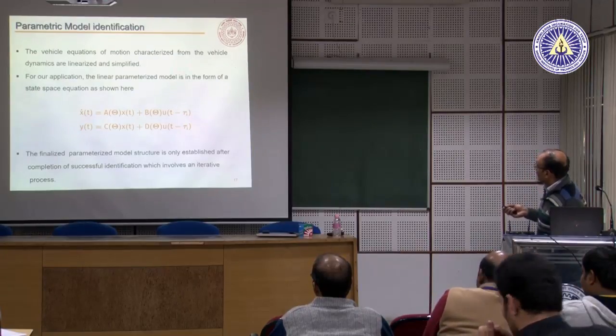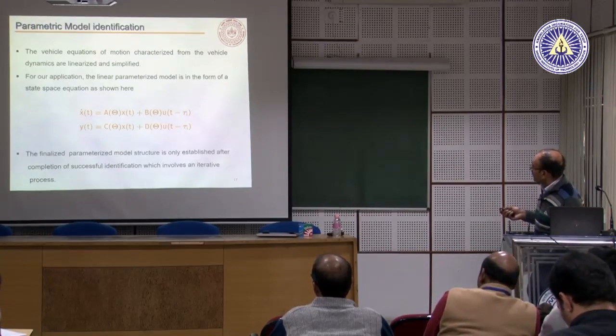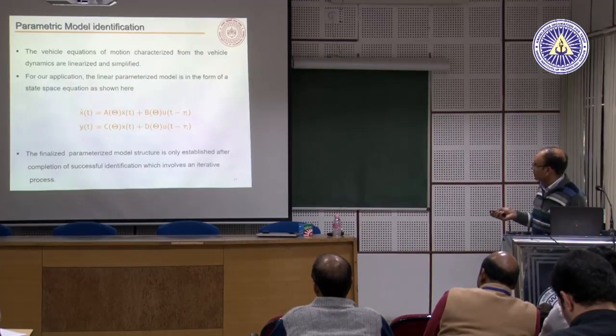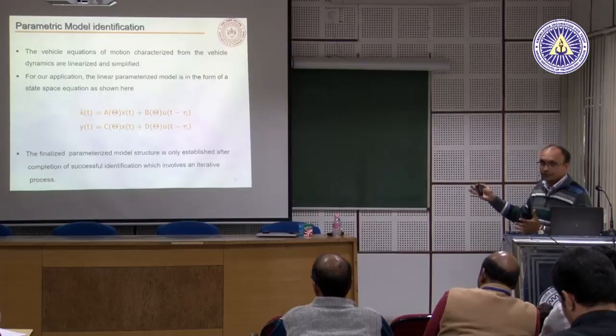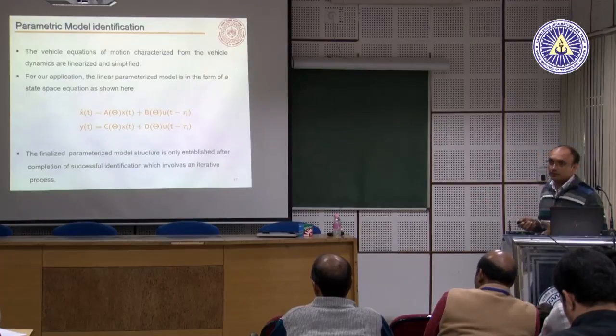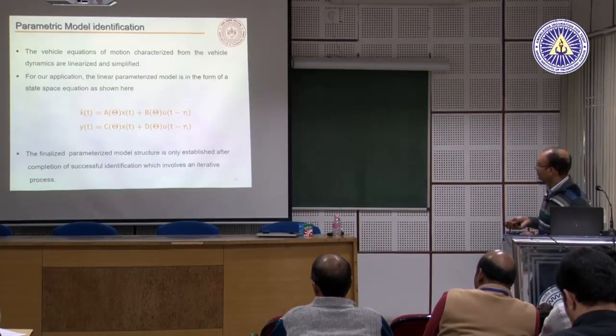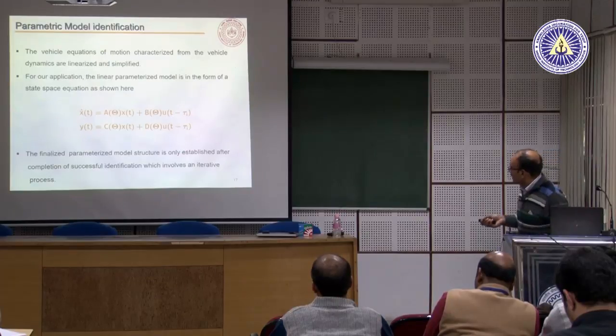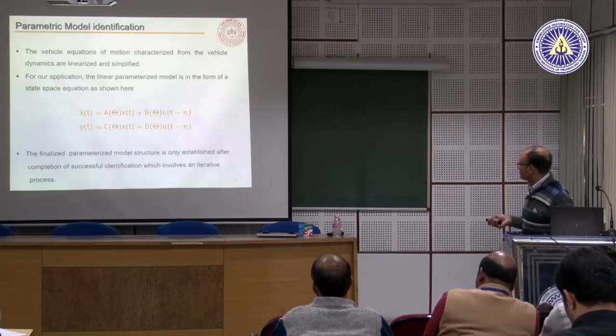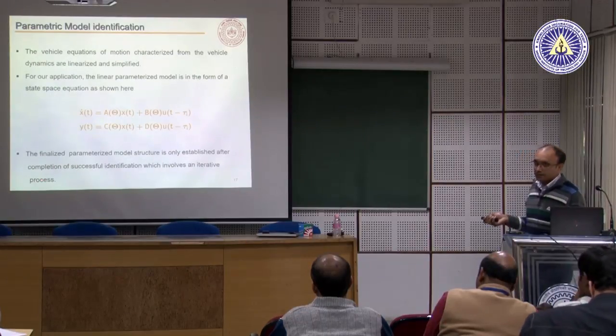The vehicle equations of motion characterized from the vehicle dynamics are linearized and simplified. Okay, so we already know. Finally we want to express our equation in this kind of form, and you saw how we get this equation from our original nonlinear flight dynamics model. The finalized parameterized model structure is only established after completion of successful identification, which involves an iterative process.